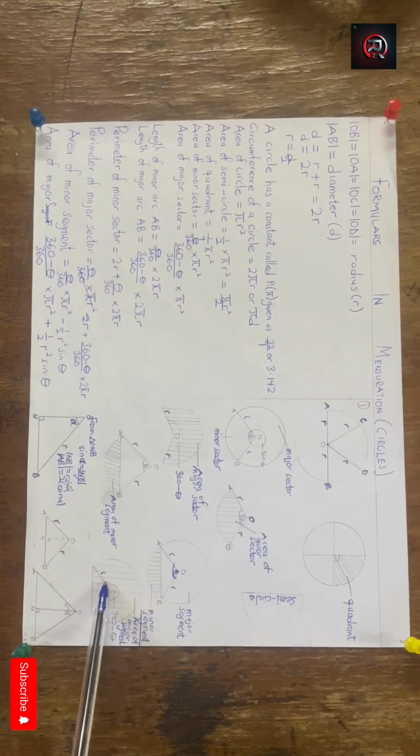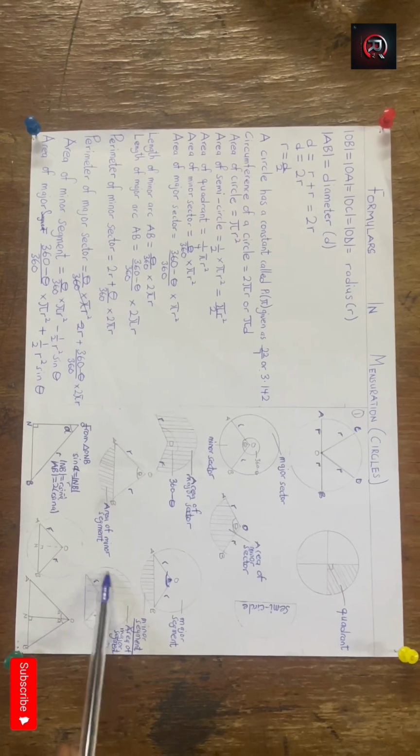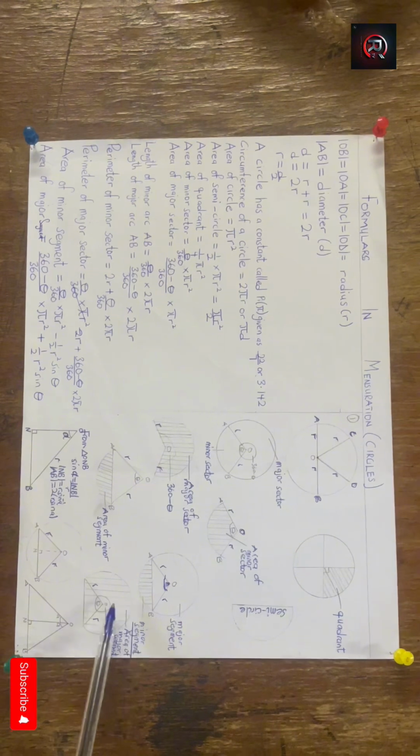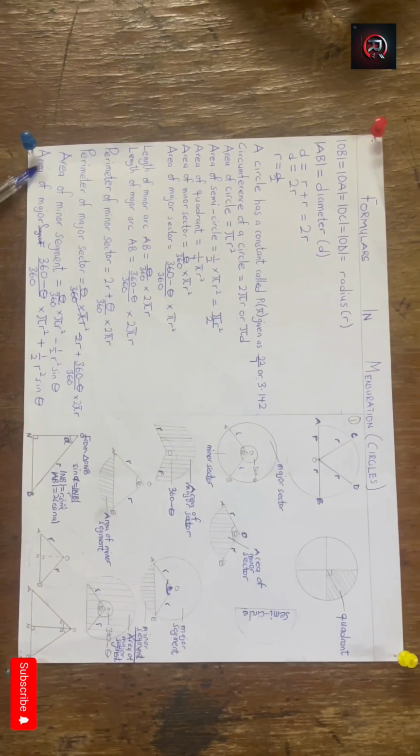And don't forget that we are going to use the reflex angle here. So first of all, we need to find the area of the major sector. We find the area of the triangle, then we add the two together, and that will give us the area of the major segment. So we have the formula here.